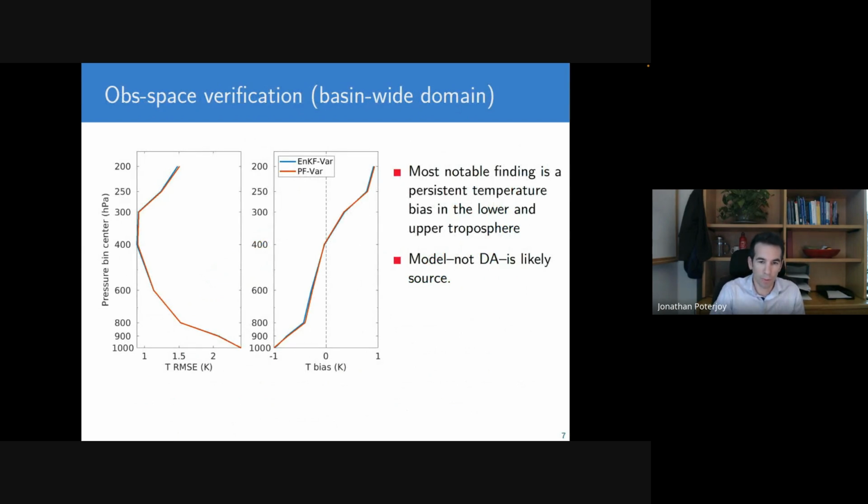In terms of the performance of our self-cycled experiments, the dominating factor that led to a degraded track and intensity forecast really came from these really large basin-wide biases that crept up in our experiments. And so here I'm just showing a quick verification from the data simulation showing the ob space verification of the background state. This is essentially a 6-hour forecast. If you just focus on the right, I'm showing temperature bias for both the ENKF variational experiment and PF variational experiment. Both of them just have really large lower tropospheric temperature biases.